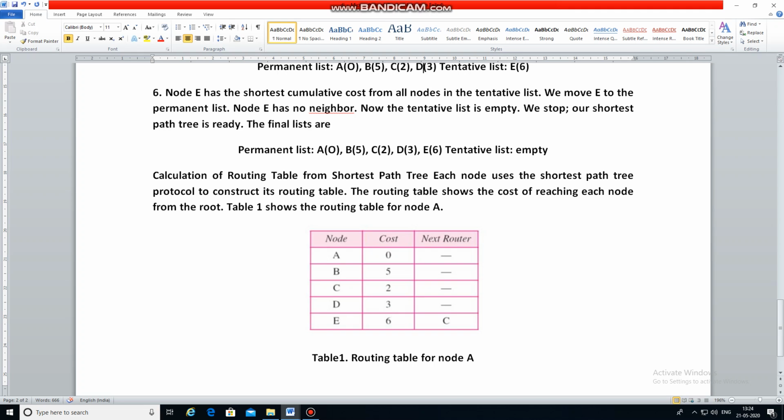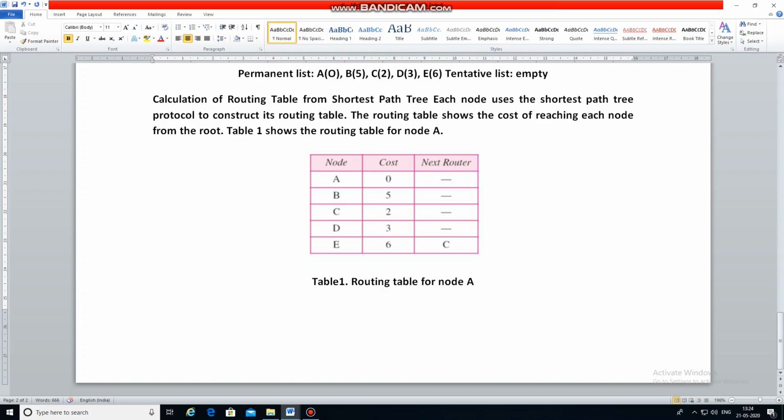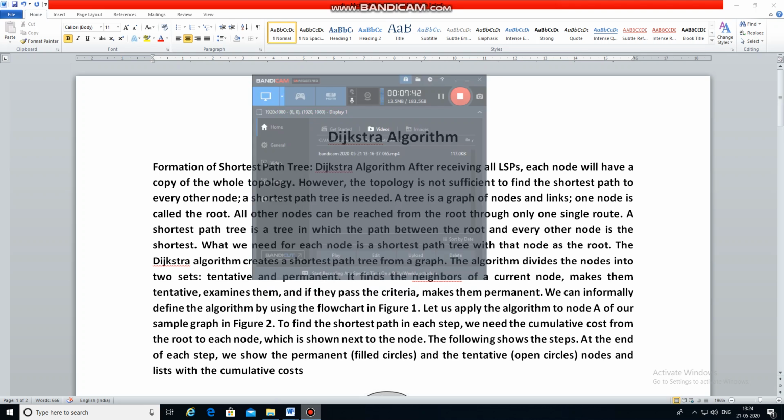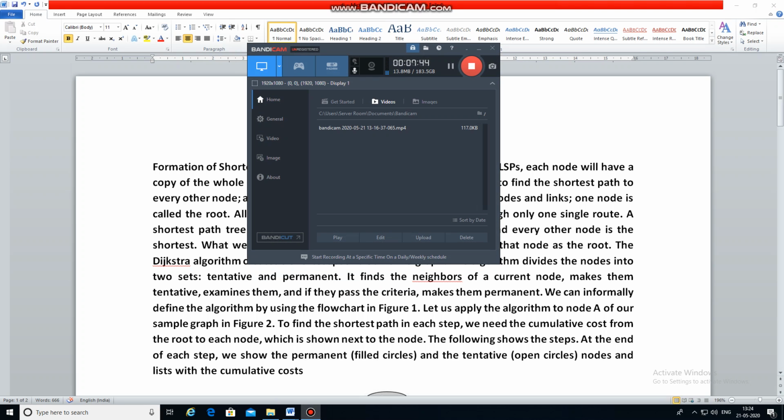Now A to E we have multiple paths. Among that we have selected the next router path or intermediate node path C. So the cost is 6 because this cost is minimum compared to the other paths, right? So this is the brief explanation about Dijkstra algorithm.